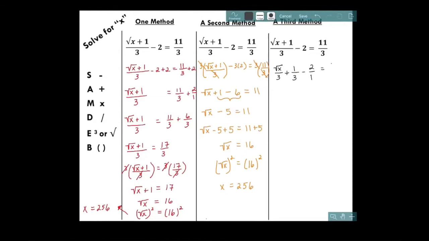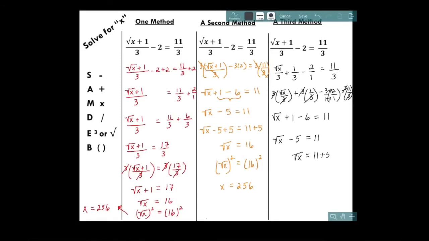The last method that's used is to separate the first fraction into root x over 3 plus 1 over 3. Then every term is multiplied by 3 to clear the denominator of 3. We get root x plus 1, because 3 cancels with 3, minus 6. Negative 3 times 2 gives us negative 6. 1 times 1 gives us 1. Negative 6 over 1 is negative 6.